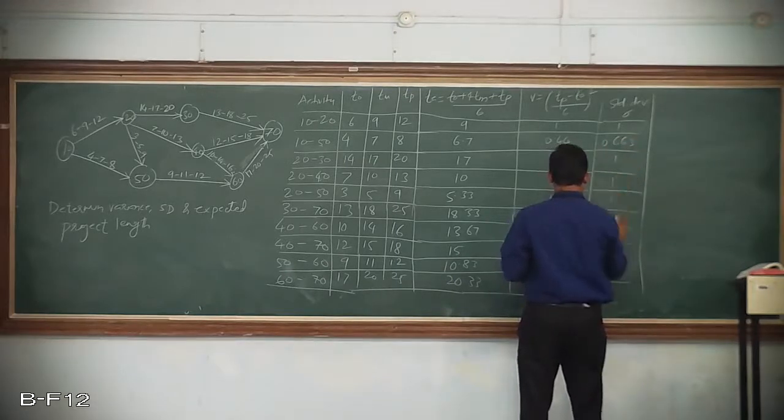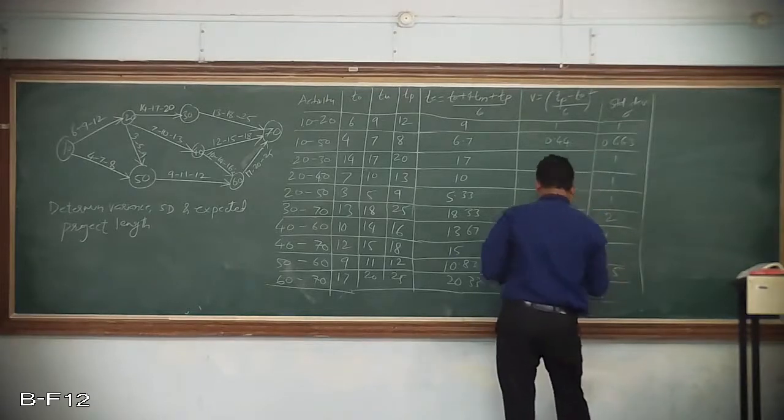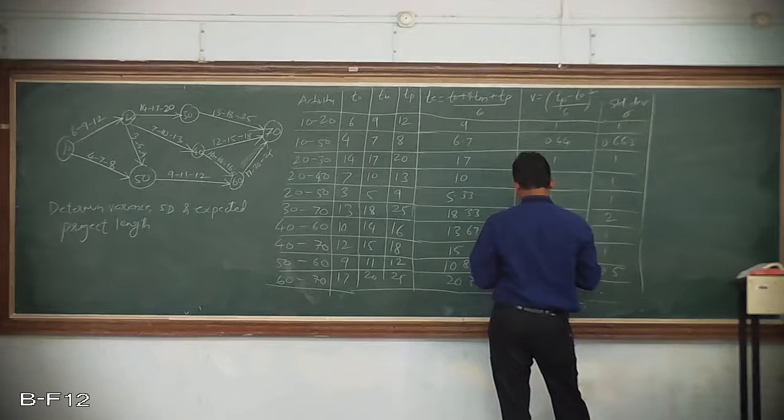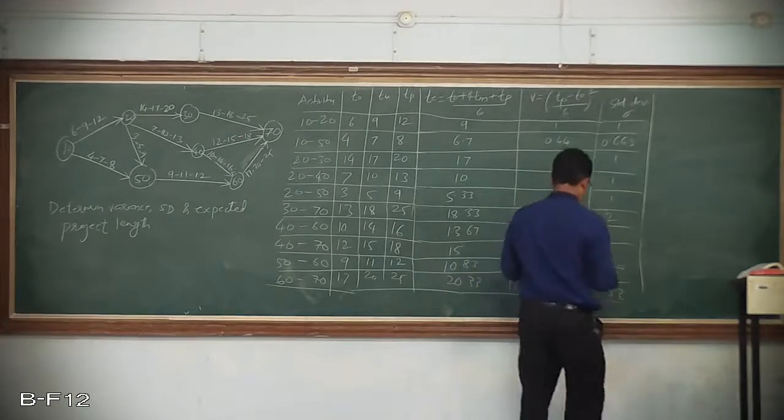1, 1, 1, 2, 1, 1, then the square root of 0.25 is 0.5, and the square root of 1.78 is 1.33.